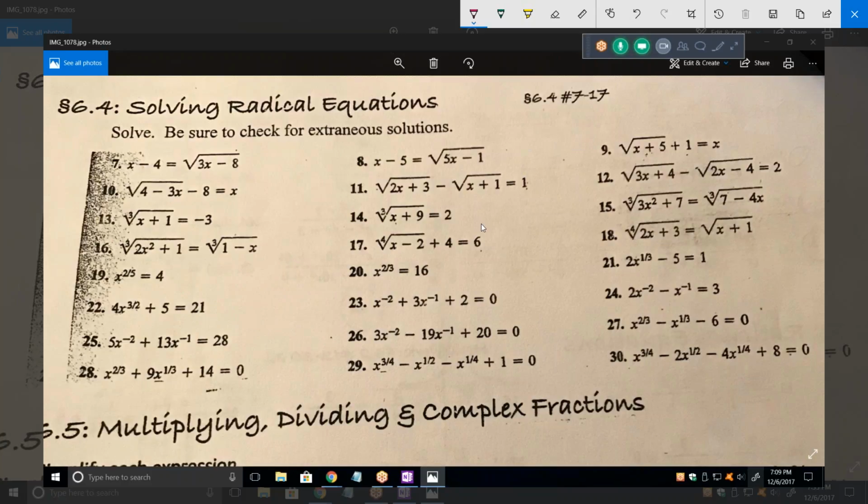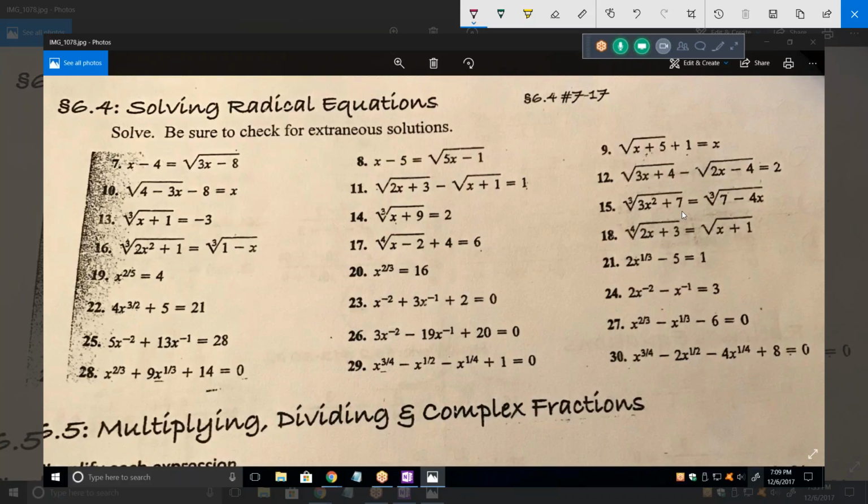14, same way. 15, what am I going to do? You do the same thing. You got to cube both sides. It's going to be easy after that.